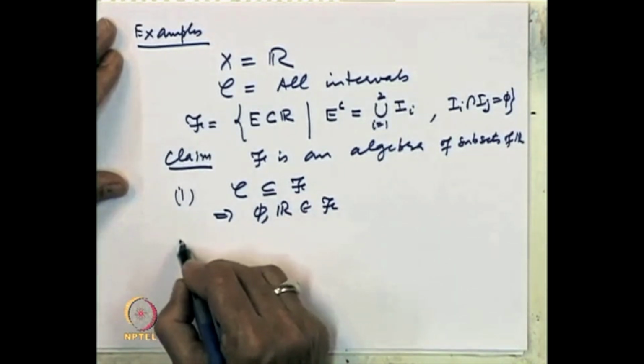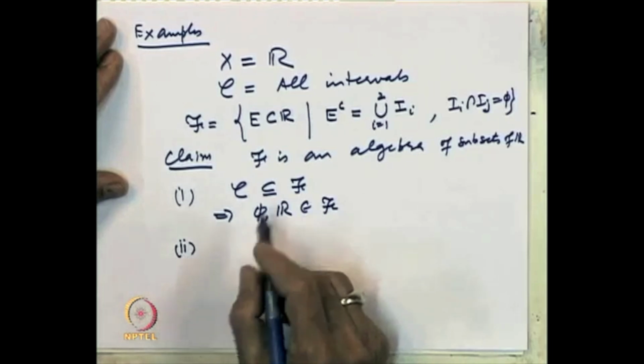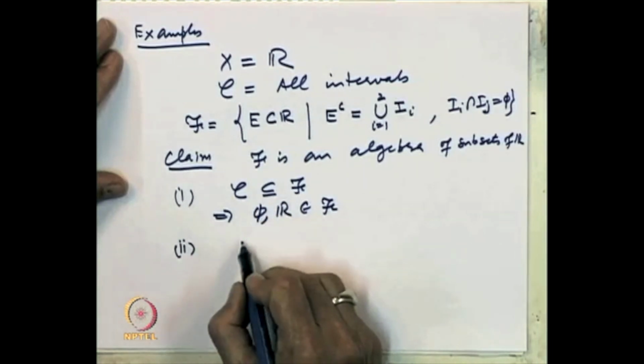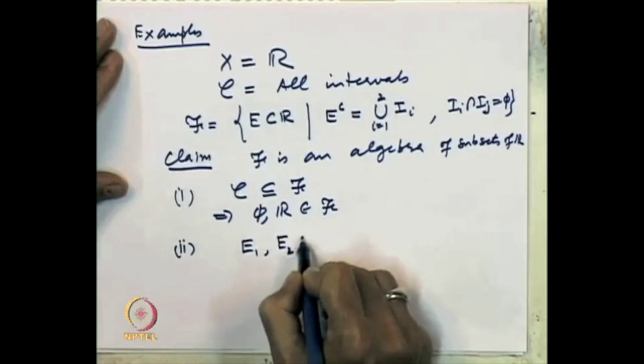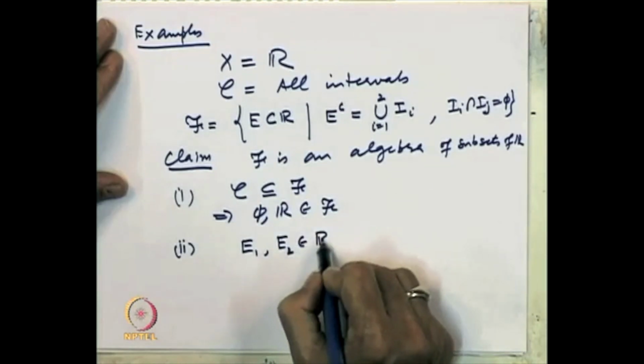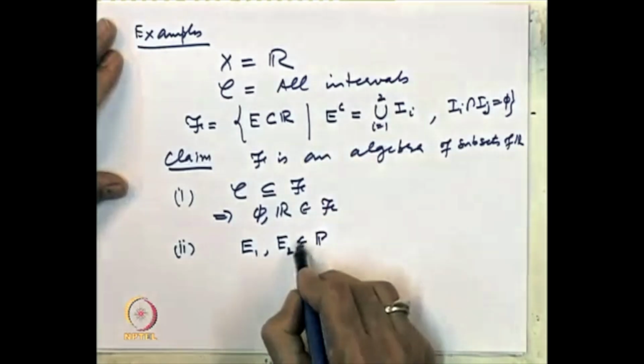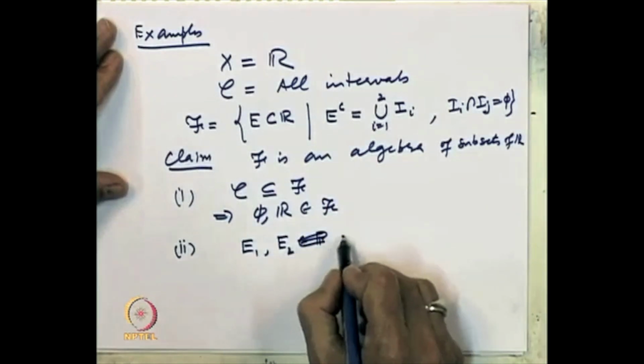Okay. Let us look at the second property. Let us look at two elements. So let us call E1 and E2 elements of C.